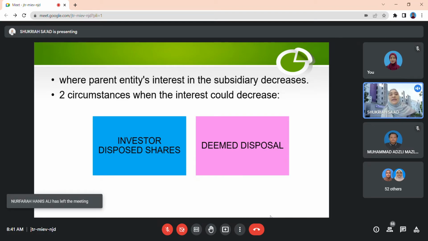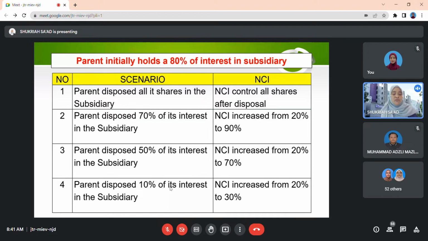Yang ni opposite dengan deemed acquisition. So I'm not going to explain this, basically sama macam case yang increase. So kita fokus on investor dispose shares. I give you one scenario. The example provided here is that parent initially holds 80% of interest in subsidiary, based on the first acquisition. Holding control 80%, NCI 20%.